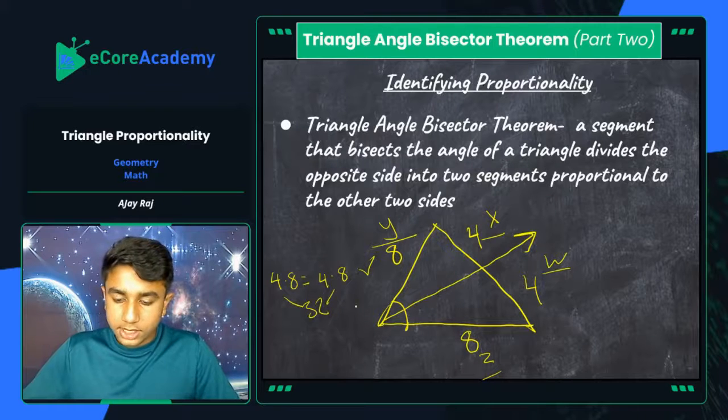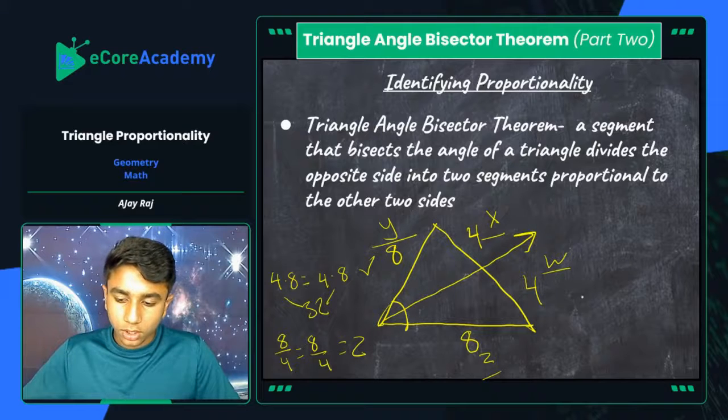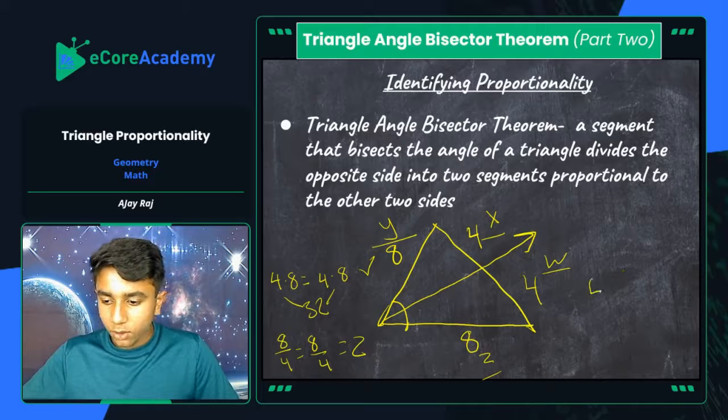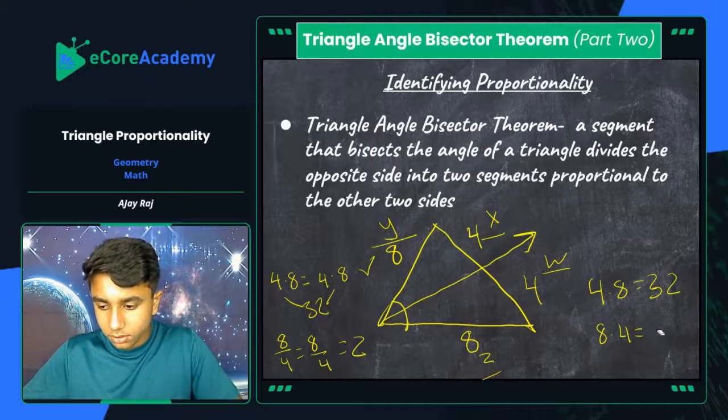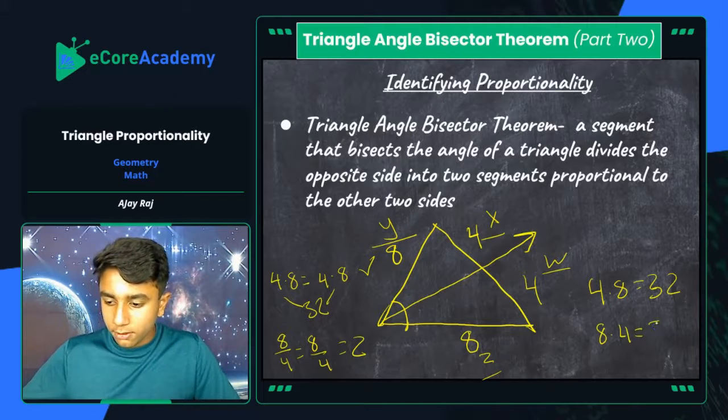And then, of course, you can do the same thing in division. So you can do Y over X equals Z over W, which is 8 over 4 equals 8 over 4, which, of course, equals 2. And finally, you can cross multiply. You can do W times Y and Z times X, which is 4 times 8 on different sides, and that's 32. And finally, you can do Z times X, which is 8 times 4, which is 32. And of course, 32 equals 32.